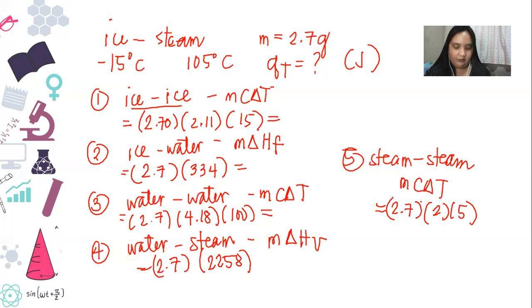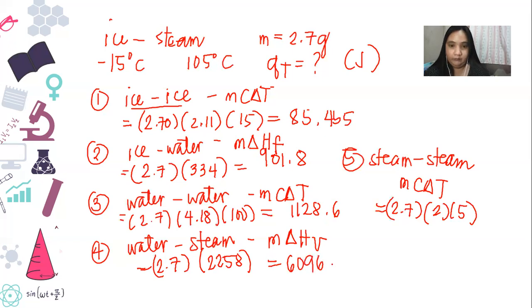And then all you have to do is add them all up together. I got 85.455 here. Here I got 901.8. I got 1128.6 here. Here I got 6096.6. This one's supposed to be the biggest because of the HV. And finally here I'm getting 5.4. Is that 5.4 times 5? That's 2.7 times 2 times 5, and I'm getting 27 here.